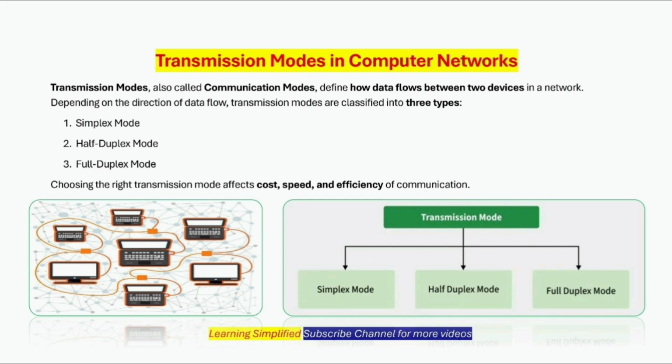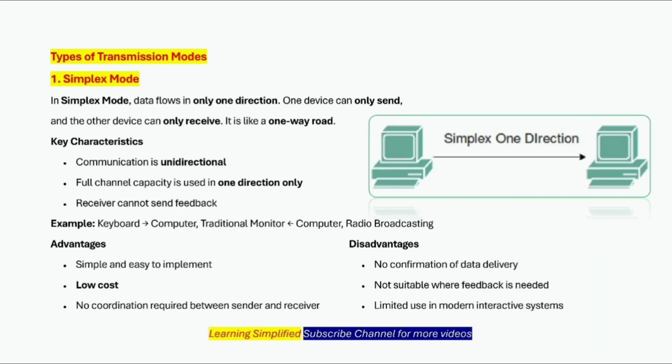Choosing the correct transmission mode is very important because it directly affects the cost, speed, and efficiency of communication in a network. Let me start with the first type, which is simplex mode. In simplex mode, data flows in only one direction. One device can only send data, and the other device can only receive data.